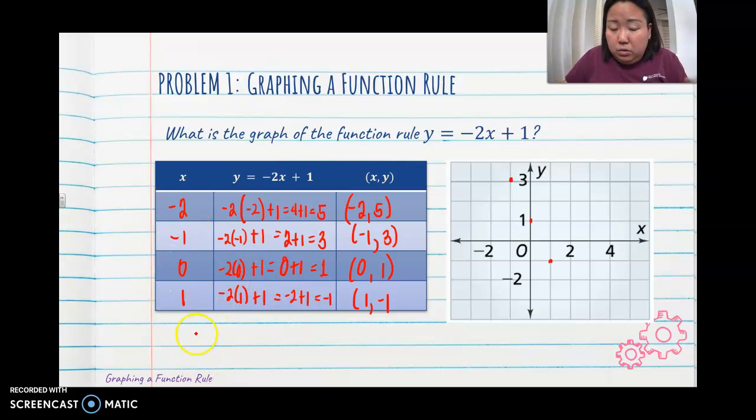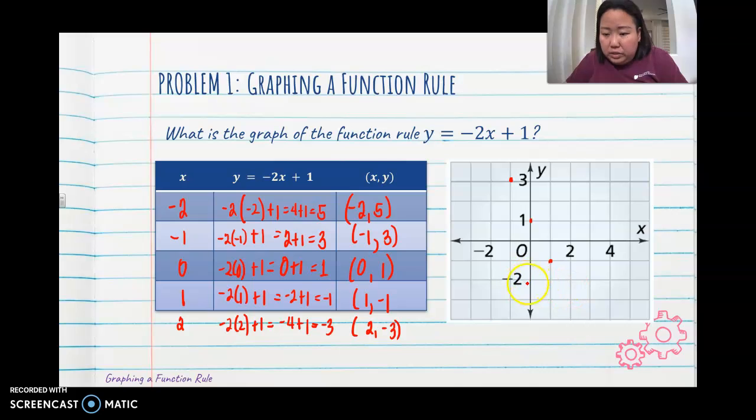Can you extend some more? Yes, you can. You can try that. You can have a +2 over here, okay? So let's have -2 times +2 plus 1. So that's going to be a -4 plus 1, which is a -3. So you will have a point at 2, -3. And yes, we can still graph that. That's -2. This is -3. So 2, -3 is going to be this point here.